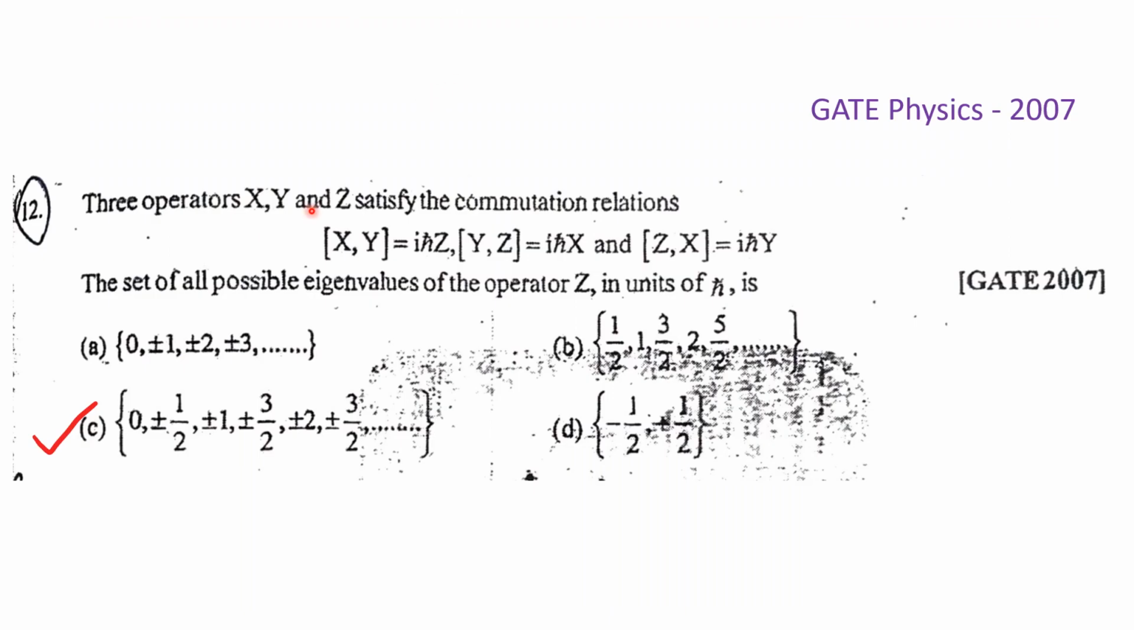So according to our solution, the set of all possible eigenvalues of the Z operator in units of h cut is option C, that is 0, plus minus half, plus minus 1, plus minus 3 by 2, plus minus 2, plus minus 5 by 2, and so on.